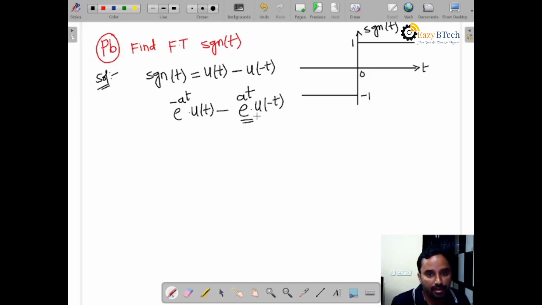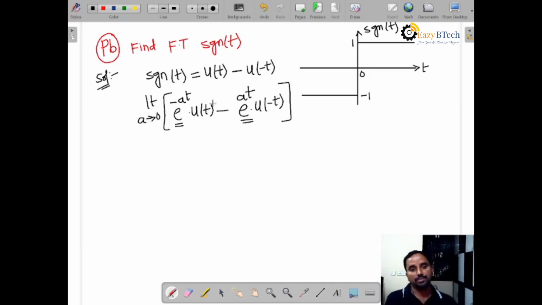Understand here, e power at multiplied by u of minus t, e power minus at multiplied by u of t. Then after I will apply the limit a tends to 0. If you keep a equal to 0, as it is we get u of t minus u of minus t, same. So we can write signum function like this.